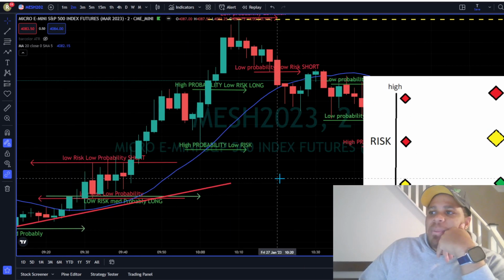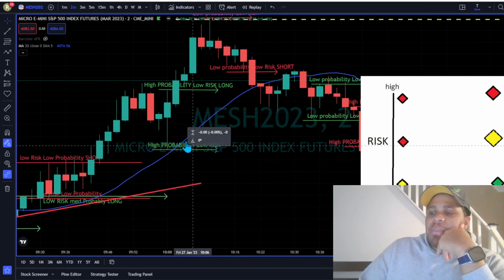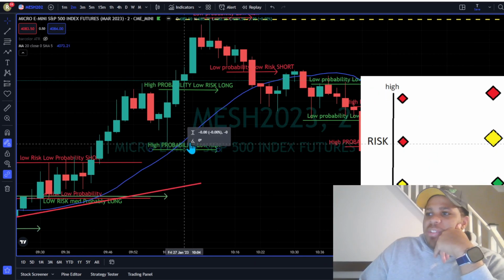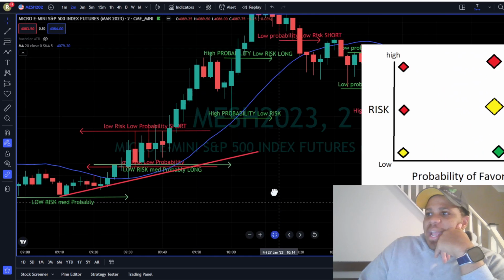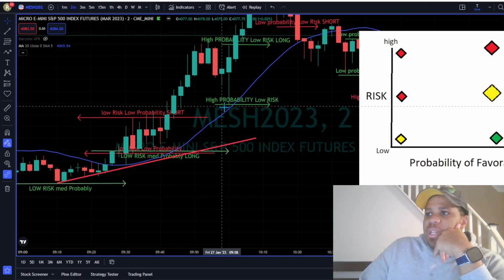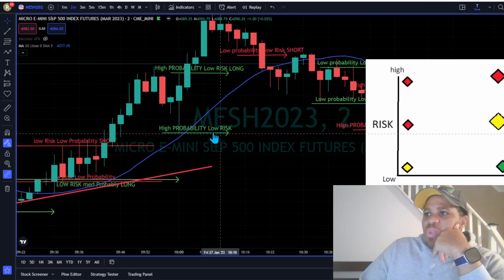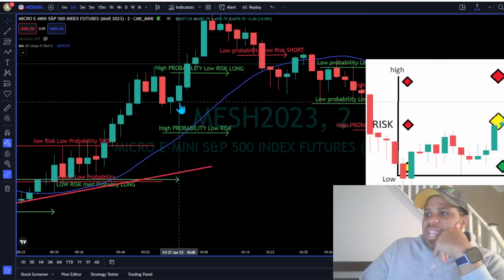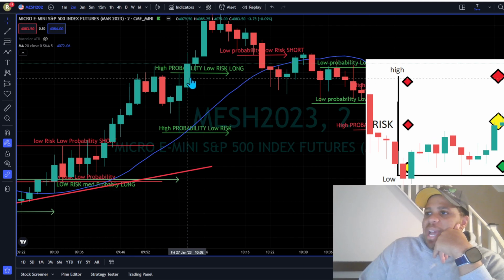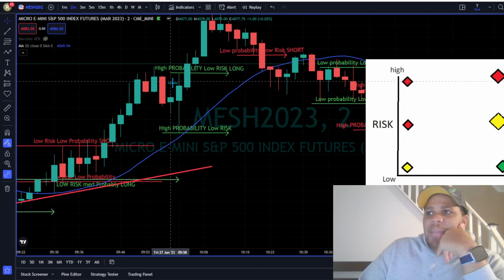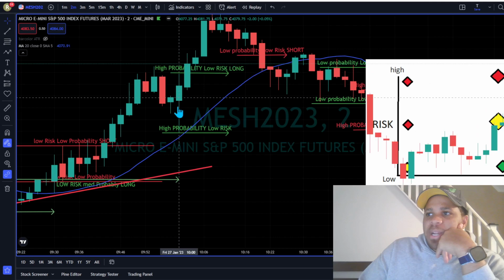Why is this high probability? Okay, this is high probability because you have the moving average below, okay, and you just tested it with a swing low. Okay, this swing low was bought back up. This wick is almost 2 times as big as this candle right here. And then when you take out this, it's like this wick never happened. Okay, because they bought it up again.